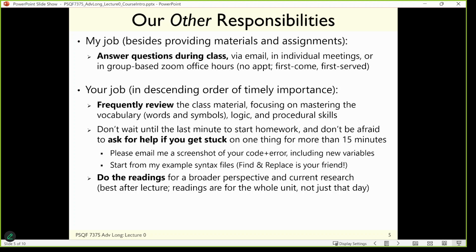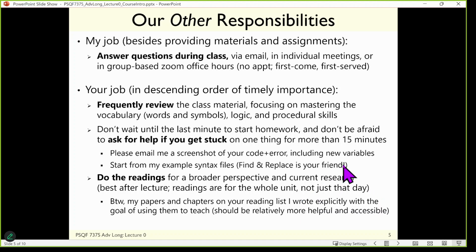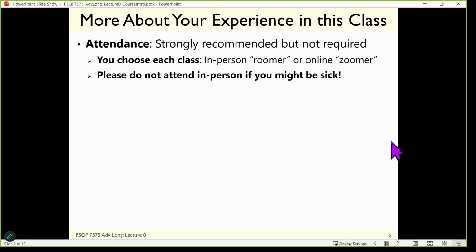So I do encourage you to read the things that are on the reading list. They are for your future reference as well, but all of them are relatively current things about what's going on in this world. And yeah, that's what I wanted to say.